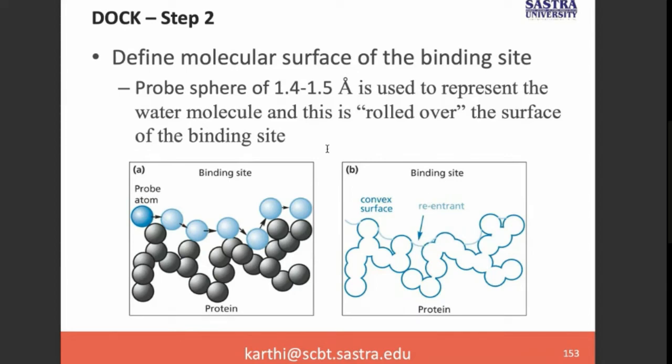Coming to the characteristics of the probe sphere, the water molecule: the probe will have a dimension of 1.4 to 1.5 angstrom sphere. That actually represents the radius of the water molecule. That is how the binding site can be identified. Is that understandable?